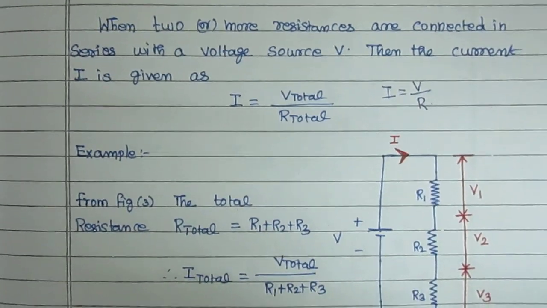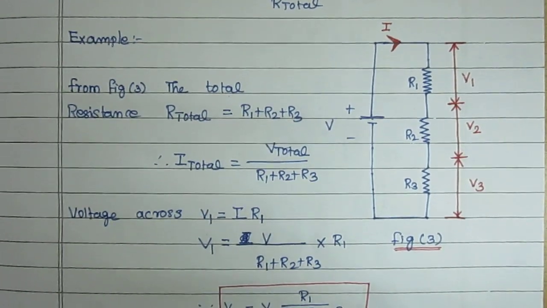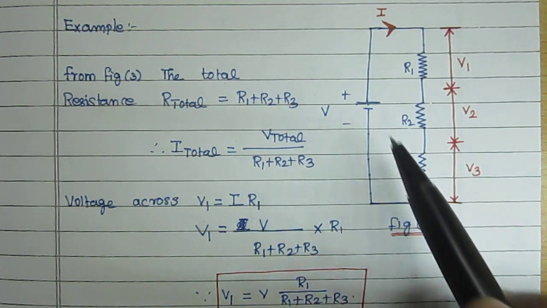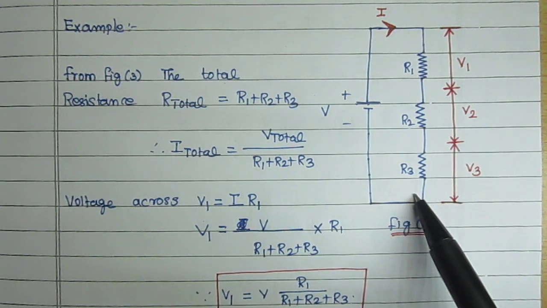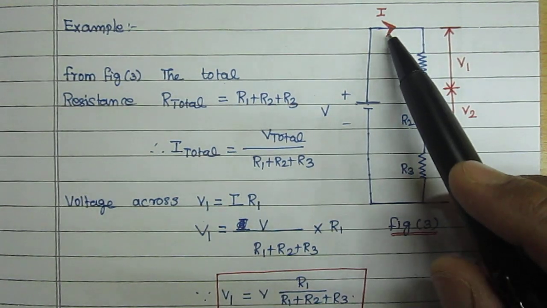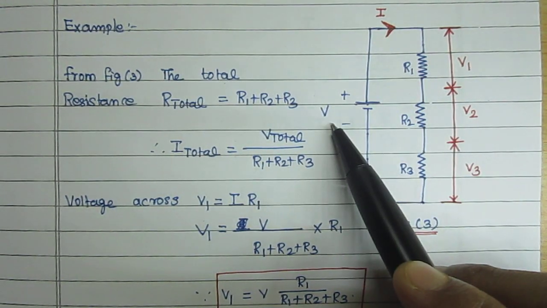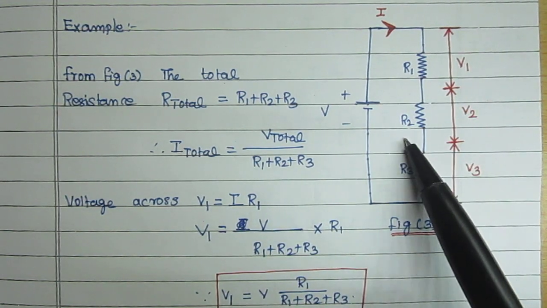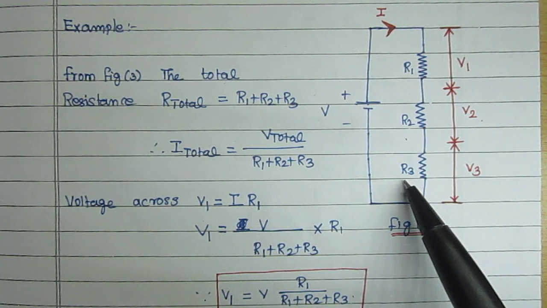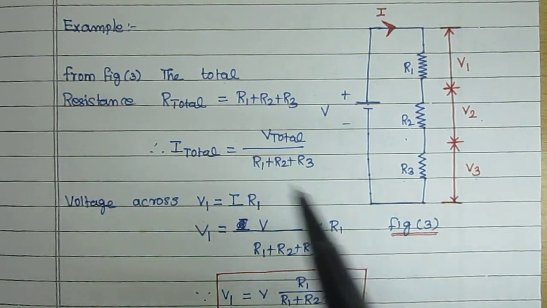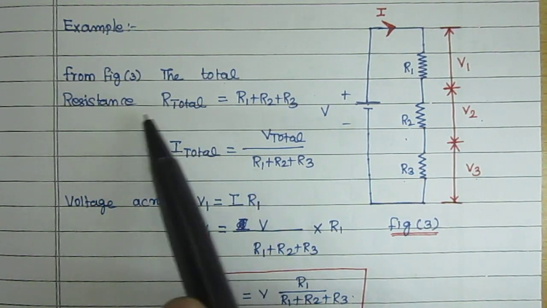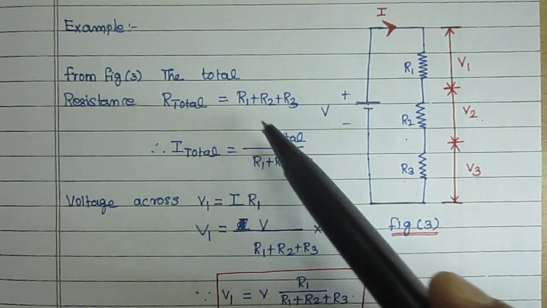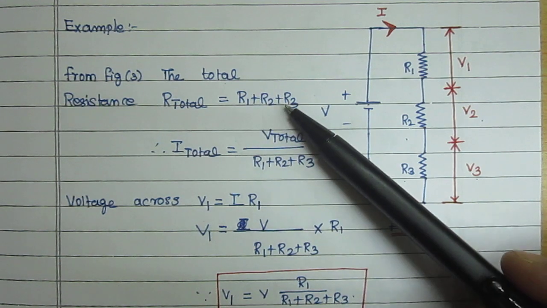Now we are going to discuss a small example. In this example, I have R1, R2, R3, all connected in series, and the total current is I and the total voltage is V. The voltage across R1 is V1, the voltage across R2 is V2, and the voltage across R3 is V3. From the figure 3, the total resistance R total is equal to R1 plus R2 plus R3.